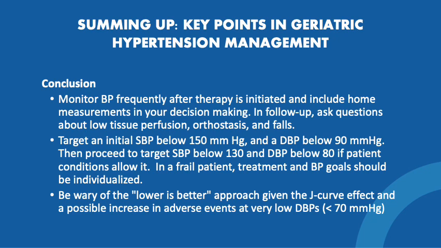In a frail patient, treatment and blood pressure goals should be individualized. Be wary of the lower is better approach given the J curve effect and possible increase in adverse events at very low diastolic blood pressures, less than 70 mm Hg.